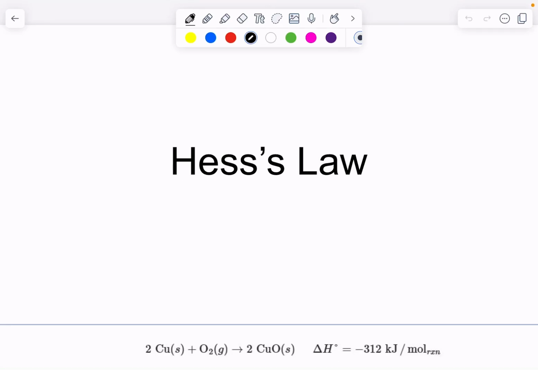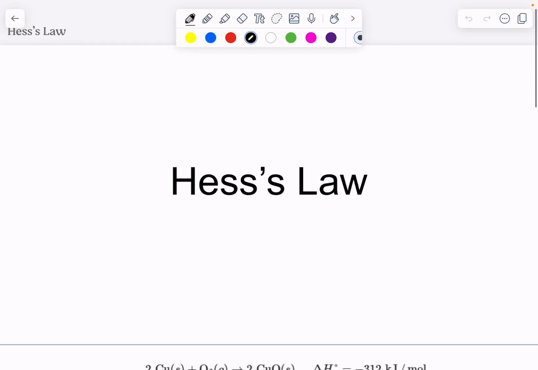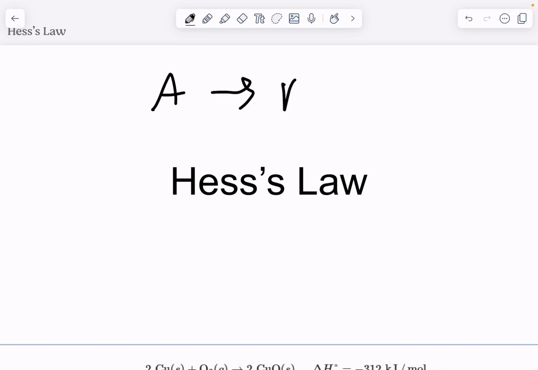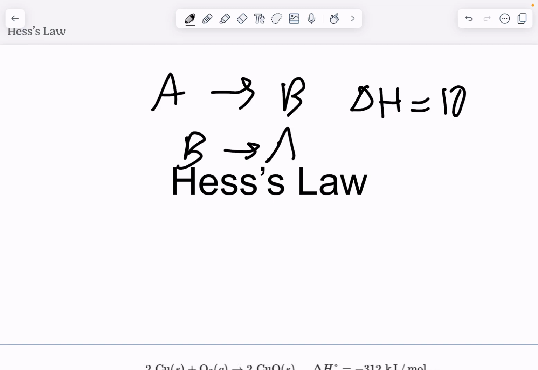All right, guys, we're going to be looking at a Hess's law question. It's a short answer question, but I just want to quickly review Hess's law. So if you have a reaction, A goes to make B, and the delta H equals like 10, okay? Remember, if we reverse it, B to A, delta H will be negative 10 now. We just flip the sign of it.